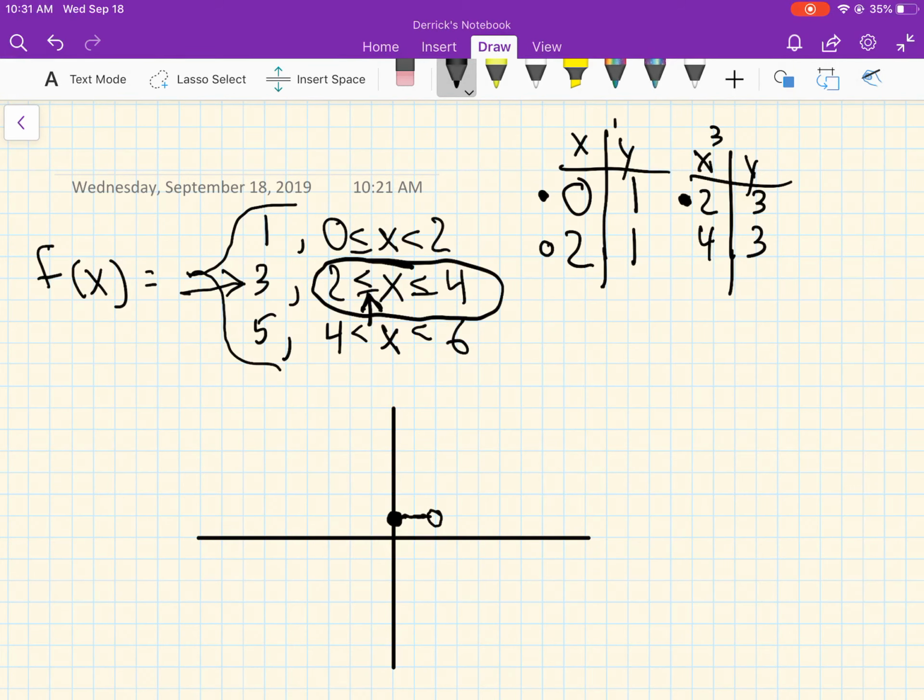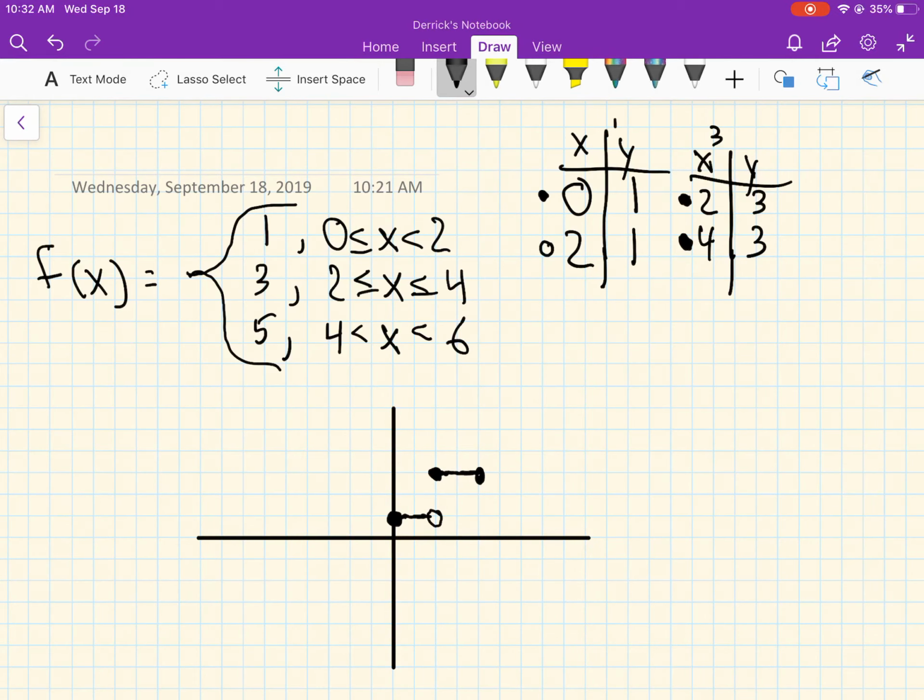4, 3. If we look at this inequality again, we actually also have a less than or equal to with the 4. So both of these dots are going to be closed for this portion of our graph. 2, 3 would be right there on the graph. 4, 3 would be right here on the graph. There's another piece of my piecewise function graph.